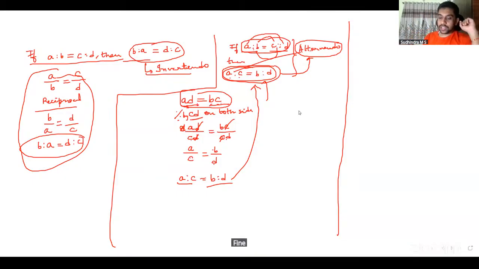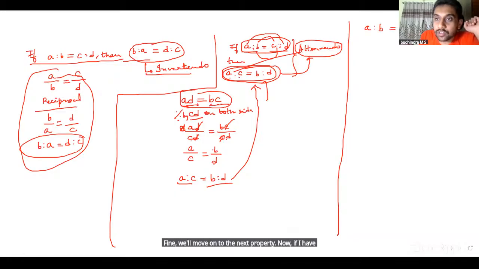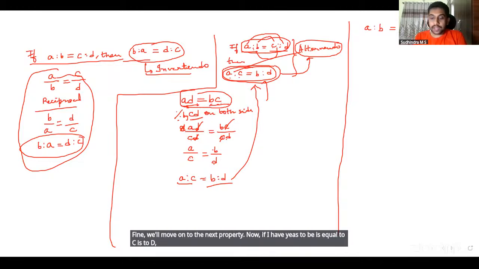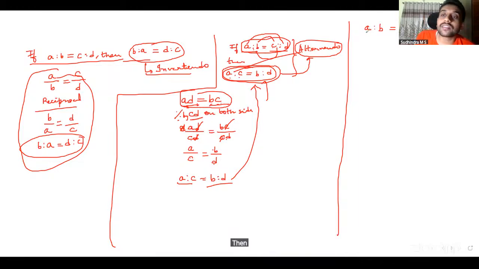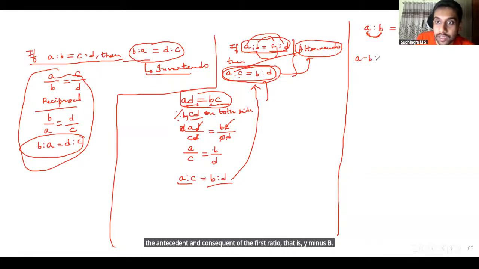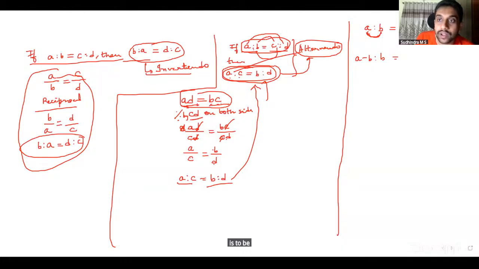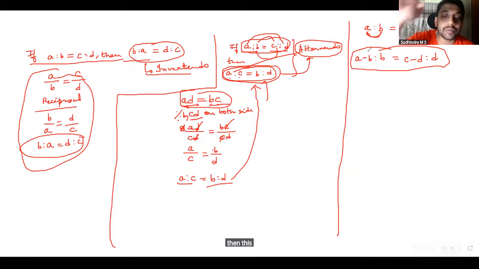Fine. We'll move on to the next property. Now, if I have A is to B is equal to C is to D, then if I subtract the antecedent and consequent of the first ratio, that is A minus B is to B equals C minus D is to D, then this also will be in proportion. This property is called dividendo.